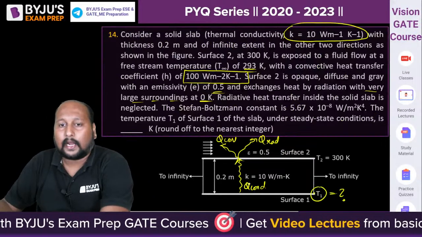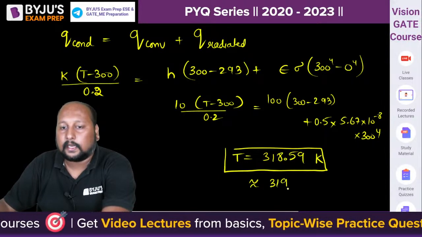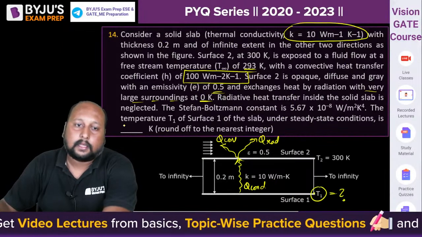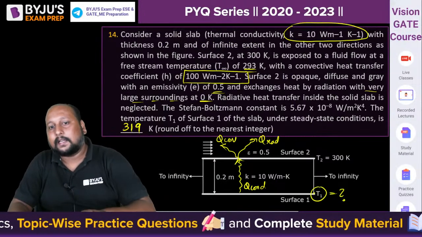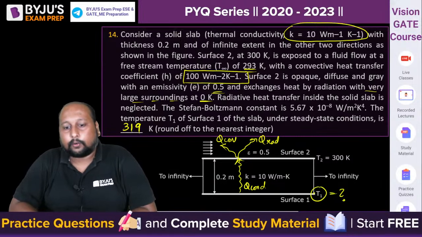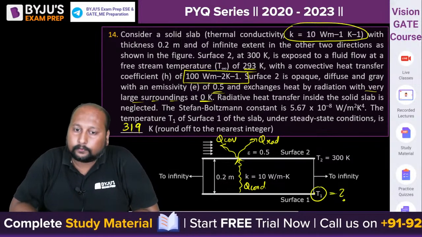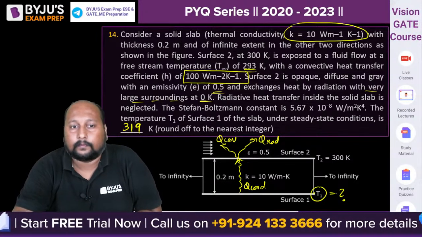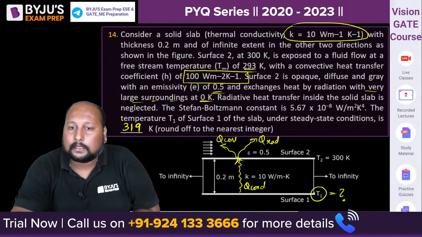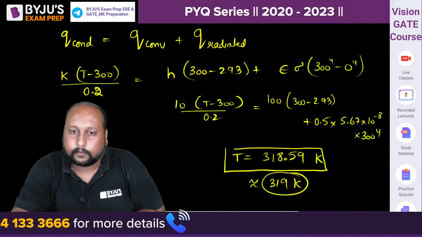Okay, so they are saying round off to the nearest integer. So the nearest integer will be 319 Kelvin. Final answer: 319 Kelvin. This was a question asked in your 2022 exam, last year's question. Done. Very good, Mani. Okay, 319, because the next integer is 319. Chalo, next question.